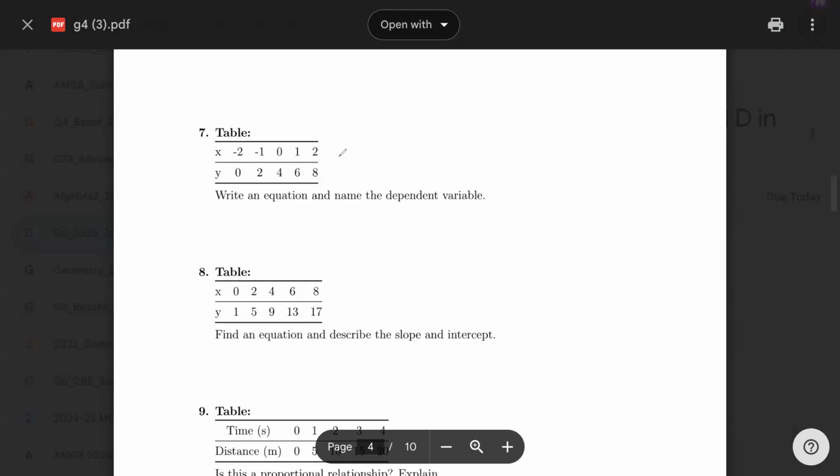Did you all try writing a rule for this one? Vihan, how did you try this out? For number 7, I wrote y is equal to 2x plus 4.